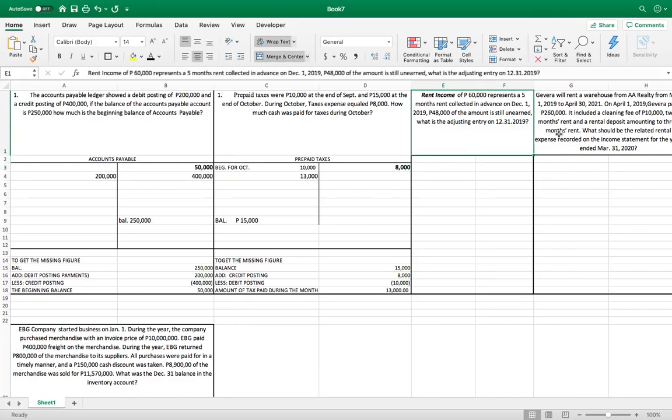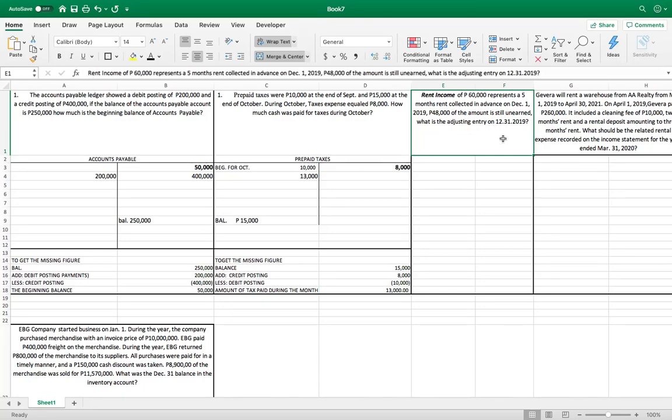So in this example, rent income is a deferred income. Rent income of 60,000 represents 5 months rent. So 60,000 divided by 5, the monthly rental is how much? 60 divided by 5 is 12,000. It was paid on December 31, 2019. So 48,000 of the amount is still unearned. Why 48? Because only 1 month has expired. That is for the month of December, which is equivalent to 12,000.